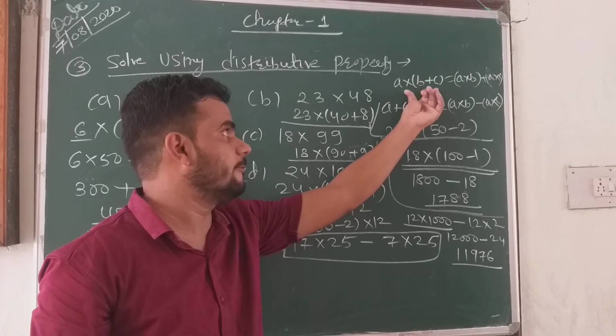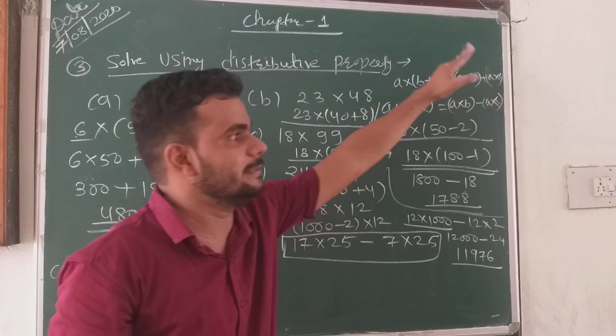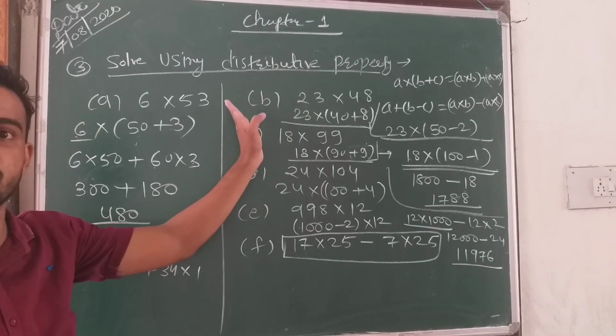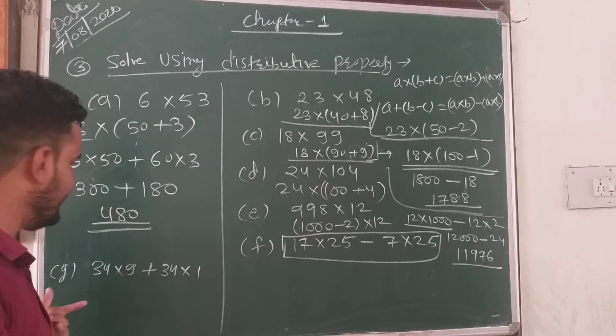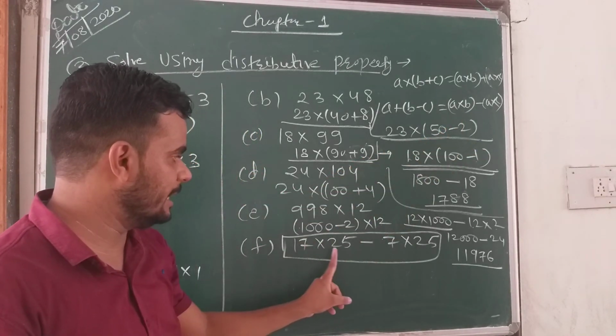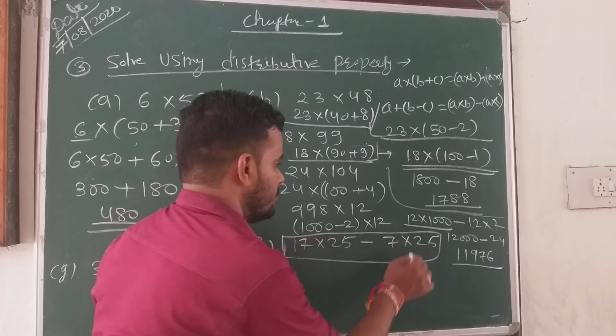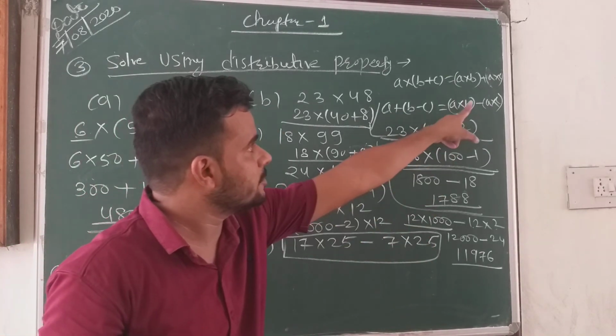Meaning the left hand side form was given in A, B, C, D and E, and we directly converted it to the right hand side form and found the answer. And in F and G, we are given the right hand side form. Just see 17 multiply 25 means A multiply B and A multiply C. Sorry, A multiply C. Okay, so like this we have to solve.